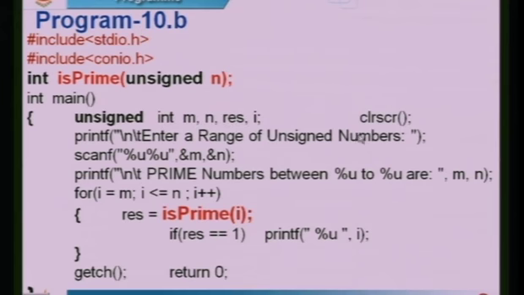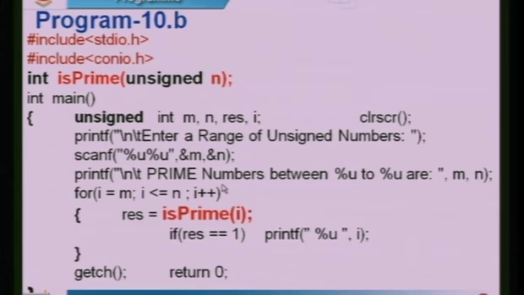Now, enter a range of unsigned numbers. So here what we do is %u, %u, &m, &n. So we are taking the range of numbers within which we are supposed to find out the prime numbers. Then we have to display all the prime numbers that exist in that range. Prime numbers between %u to %u are, m, n, which will be listed by this particular looping construct.